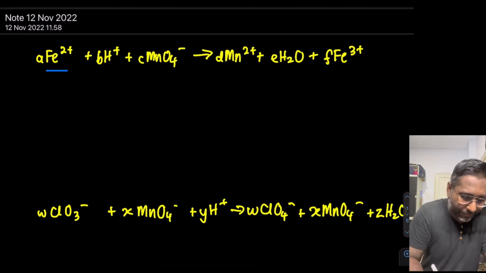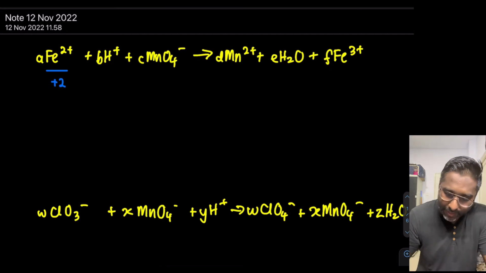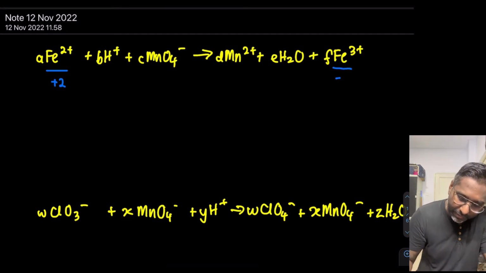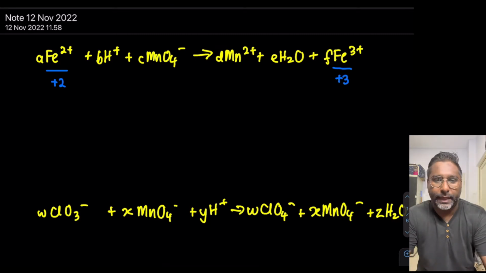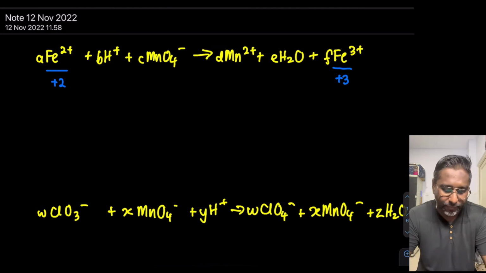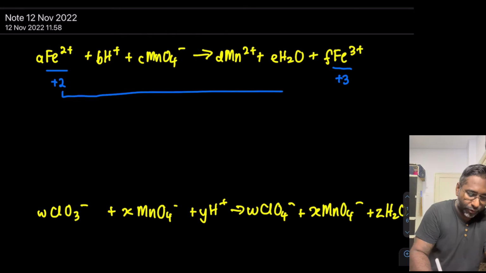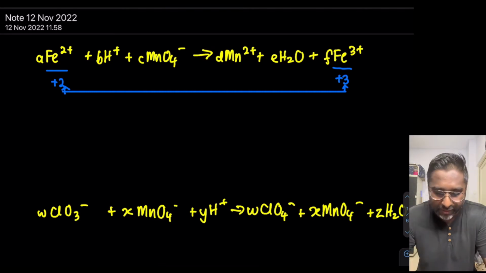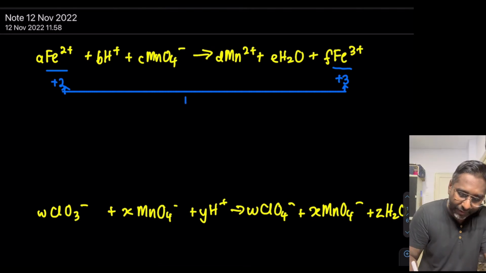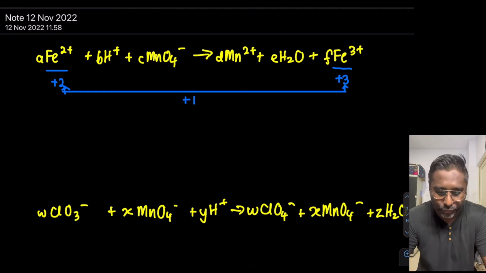For now, the oxidation number of Fe2+ is +2, and for Fe3+ the oxidation number is +3. It is important to note that we are dealing with one atom of Fe2+ and one of Fe3+, so no need to worry so much about this. From +2 they change into +3, so there is an increase of 1 unit. I will put increase of 1 unit over there.